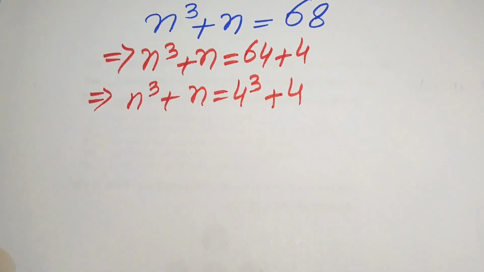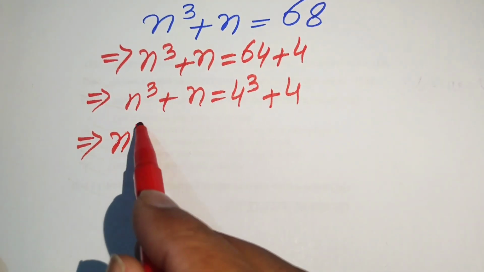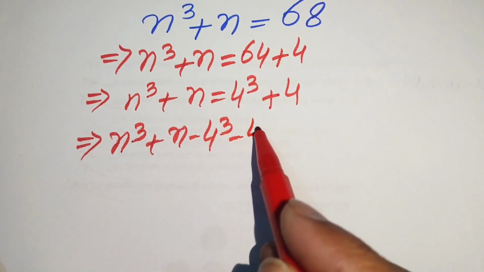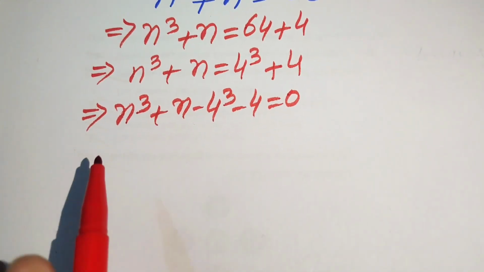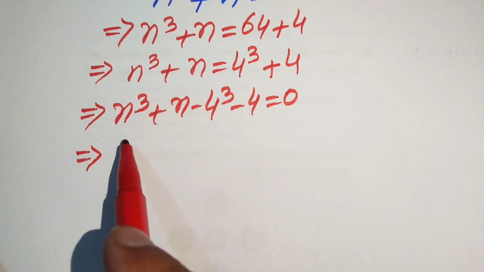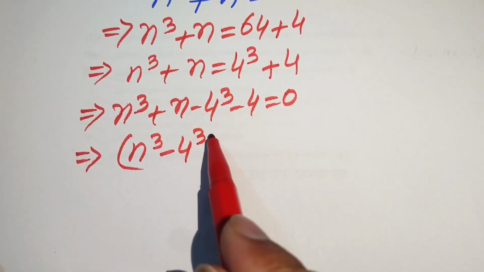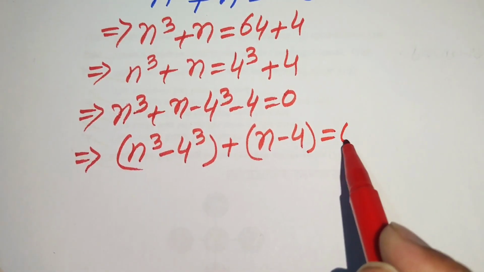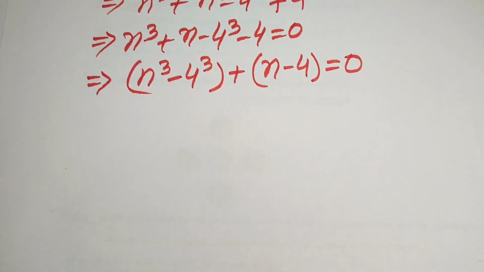Now we move these two terms from the right hand side to the left hand side, and it is written as n cubed plus n minus 4 cubed minus 4 equals 0. After this step we need to make the pair of cubic terms and the other terms. Our cubic terms are n cubed minus 4 cubed, and the remaining terms are n minus 4 equals 0.